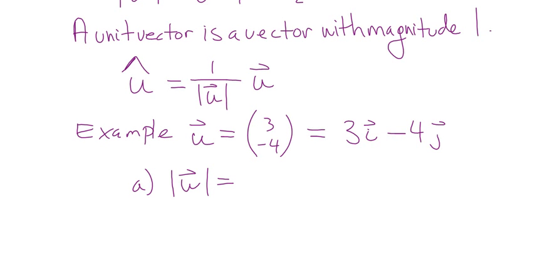So in order to find the magnitude of u, we take u1, which is the 3. So it's the square root of 3 squared plus negative 4 squared. I can put brackets around both of them, right? It'll just remind me that when you square something, you always get a positive, right?